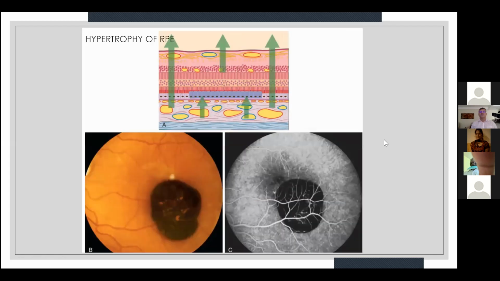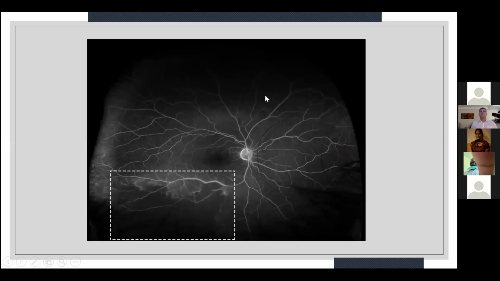This is also a case of blocked fluorescence where we can see the retinal vessels are still seen. However, the choroidal vasculature has been blocked. In the schematic diagram, as you can see, the retinal vessels are being transmitted, whereas the choroidal has been blocked. This is because of hypertrophy of the RPE or CHRPE. This is a case of vasculitis with blocked fluorescence due to a filling defect.